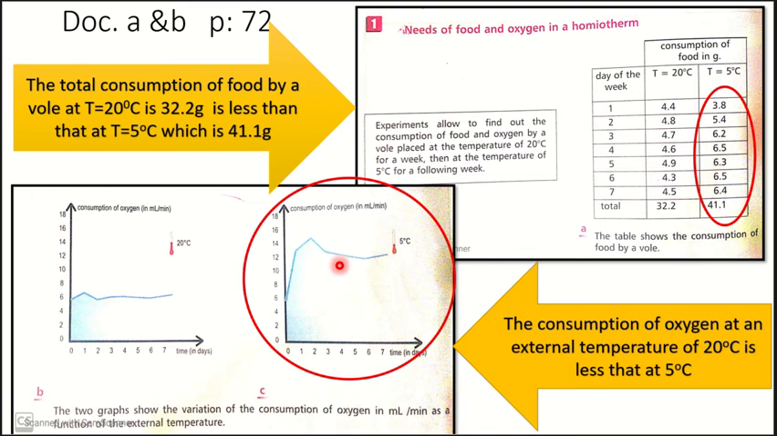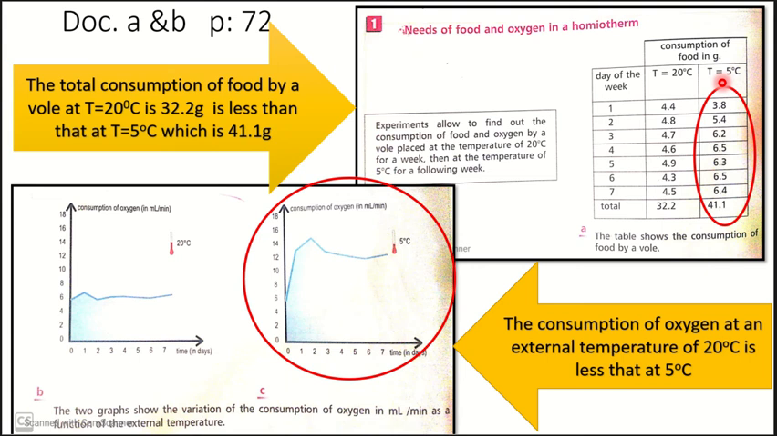Why is that? In order to maintain its internal temperature constant at 38 degrees. You know that the vole is a homeotherm, so it has a constant body temperature. So in order to maintain its constant body temperature at 38 degrees Celsius, the vole will increase its consumption of food and oxygen as the external, atmospheric temperature drops.